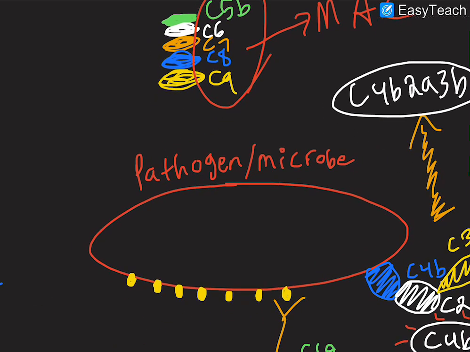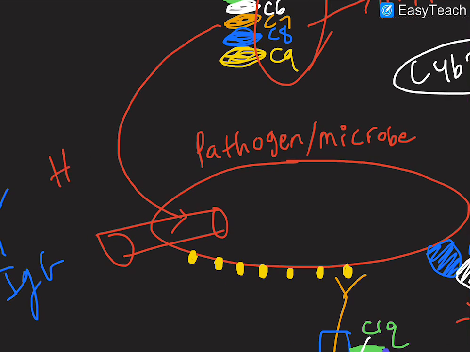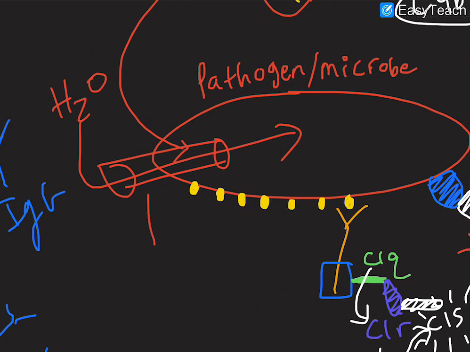Why is this important? Because this will plug into the membrane of the pathogen and create an opening between the outside and inside environment, which will lead to water going into the pathogen, and that will lead to osmotic lysis and cell death. So this can lead to cell death of the pathogen, bacteria, microbe, or whatever's infecting us. That's pretty cool, because this is how the classical pathway destroys pathogens.